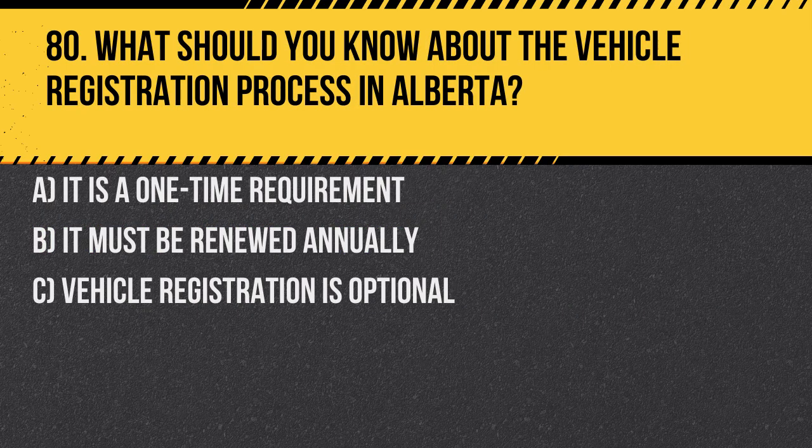Question 80. What should you know about the vehicle registration process in Alberta? A. It is a one-time requirement. B. It must be renewed annually. C. Vehicle registration is optional. Answer. B. It must be renewed annually. Regular renewal of vehicle registration is mandatory to ensure your vehicle is legally permitted to operate on public roads.